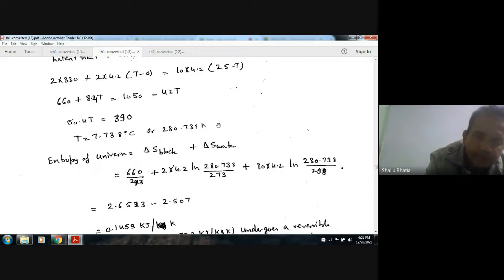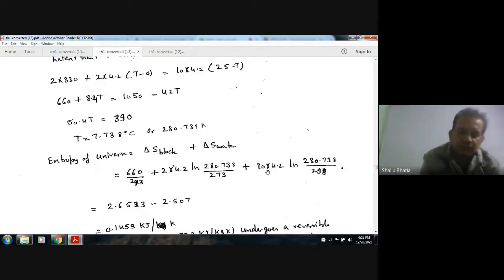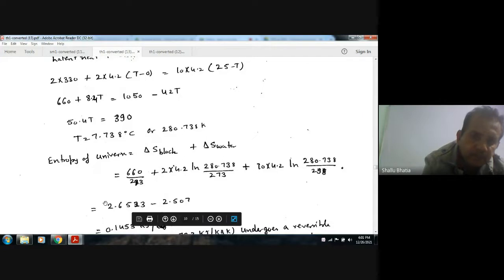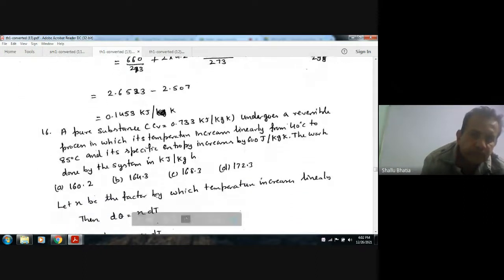The initial temperature of the water is 298 and the final temperature is 280.738. The entropy will be lost by the water, so it is a sensible cooling process. No latent heat is involved, so we take only this part: 10 into 4.2 ln of 280.738 over 298. So the change in entropy will be 0.1453 kilojoule per Kelvin.